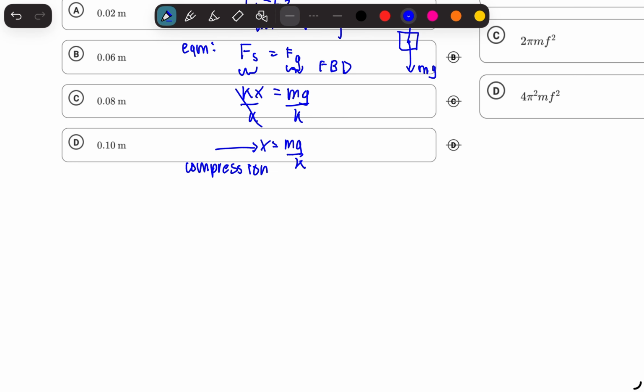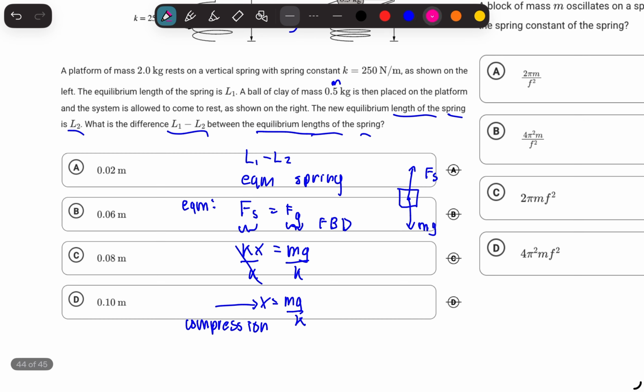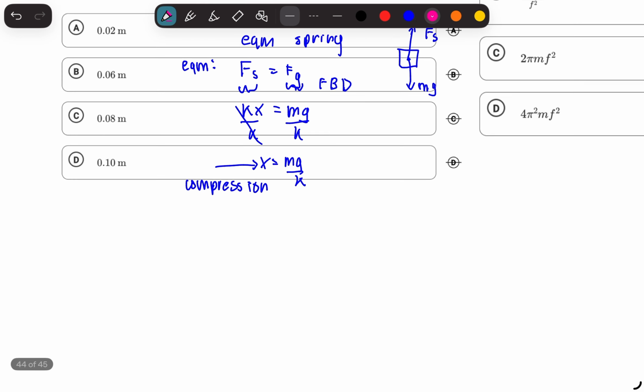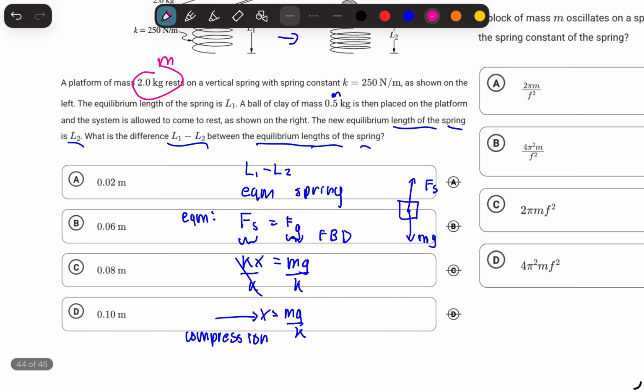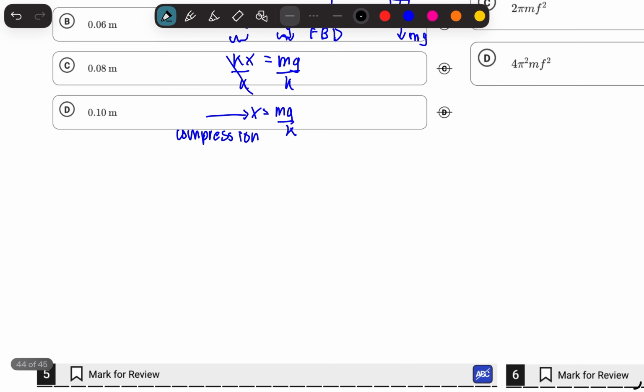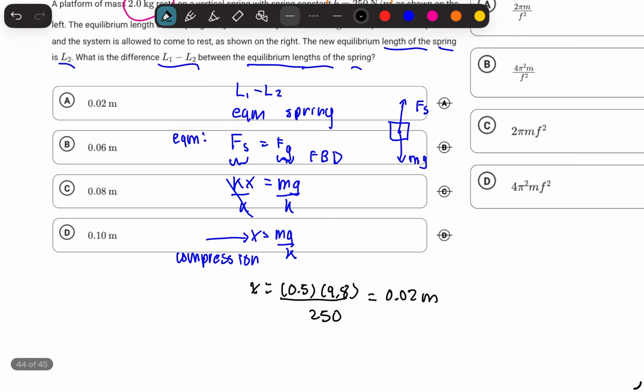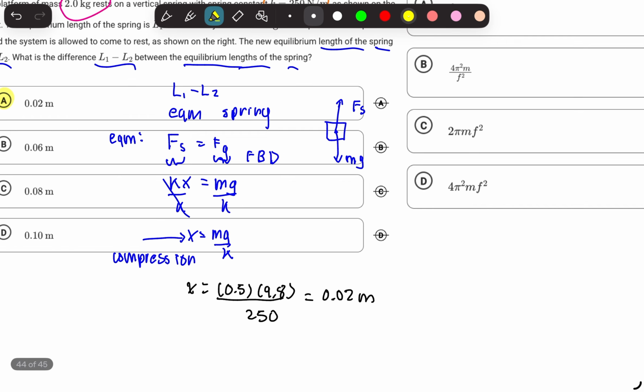Now, we don't just want that algebraic form. We want to actually plug it in. So we know what the mass m is, and we know what g is, and we know what k is here. So now let's plug all that in, and you're going to have x is equal to 0.5 times 9.8 divided by 250, and that's going to equal 0.02 m when you plug that into your calculator, and then that's going to be option A. So now let's move on to the next question.